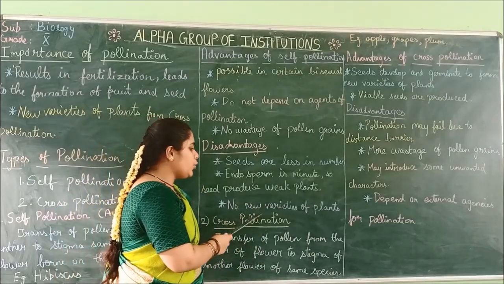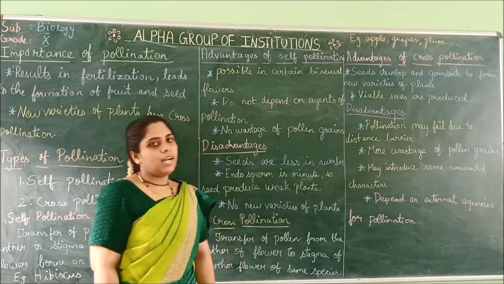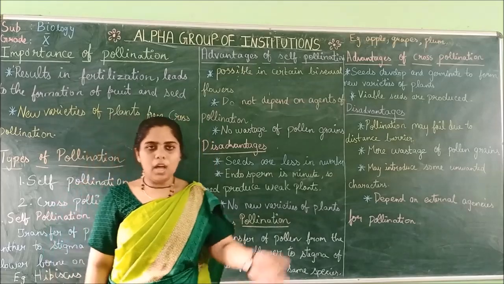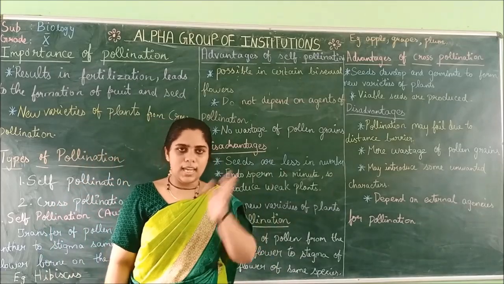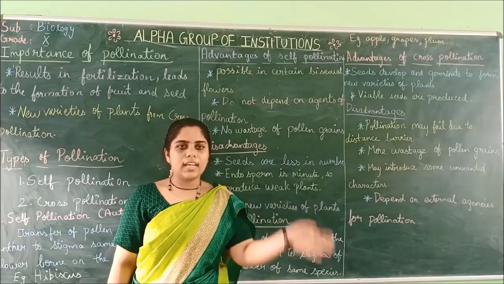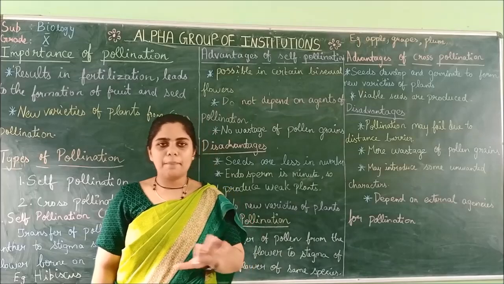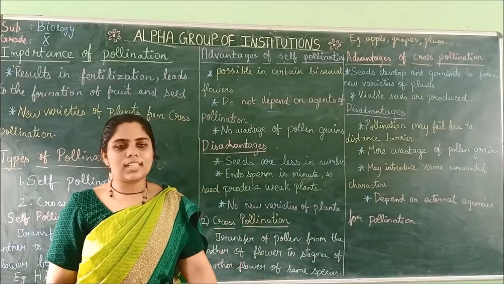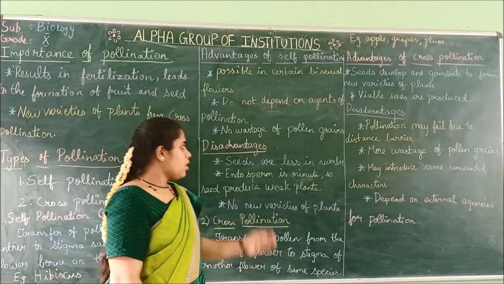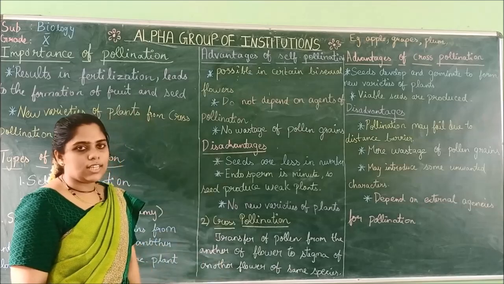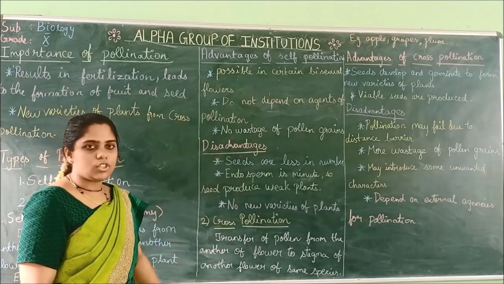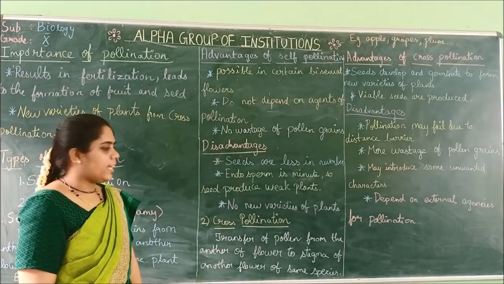Next, no new varieties of plants are produced, because the pollination is happening within the same plant itself. Again and again it goes on through the same plant itself. So no new varieties are being produced. So these are the three disadvantages of self pollination.